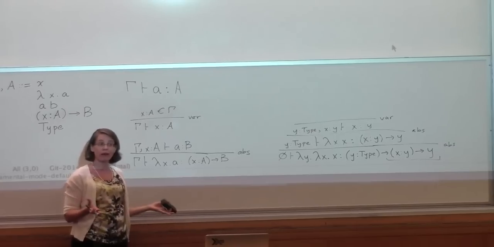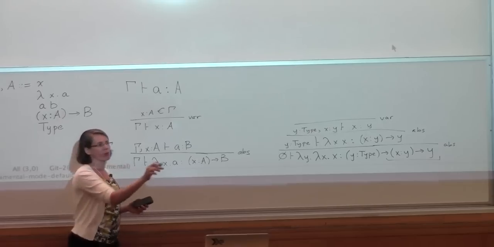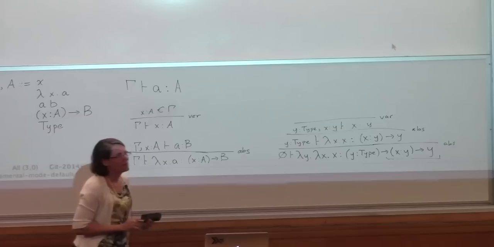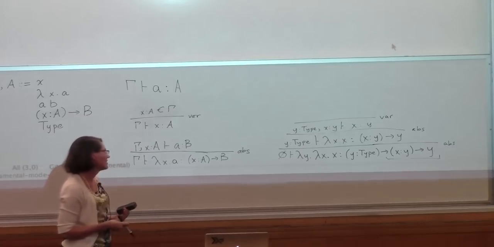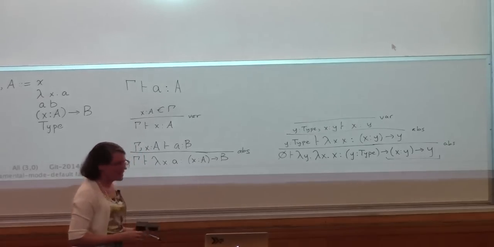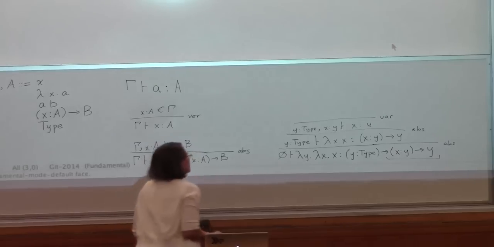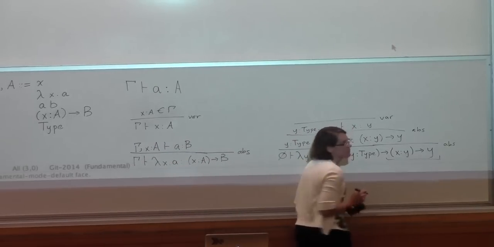Yeah, looks good, right? Except we're missing one thing. There's one problem with it. What if we had never introduced y? Our rule would have allowed us to add x colon y to the context. Really, the question is, why does this make sense here?